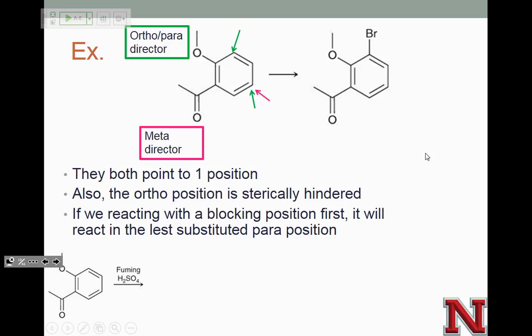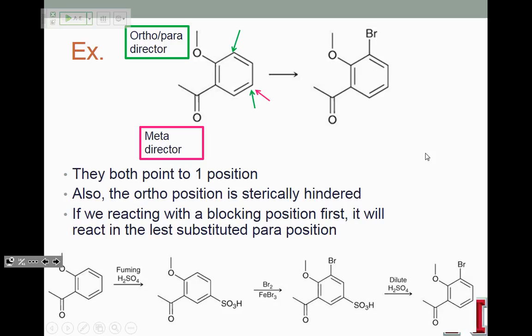So to use the blocking group, we can use our fuming H2SO4. That will put our SO3H in the para position of our ether. Then we can react with Br2, FeBr3. Now everything's directing here. Well, this isn't really directing here, but that's okay, because the meta position is blocked. And then we can use our dilute H2SO4, and now we have our final product. Now you have to remember to do that last step to remove the SO3H.